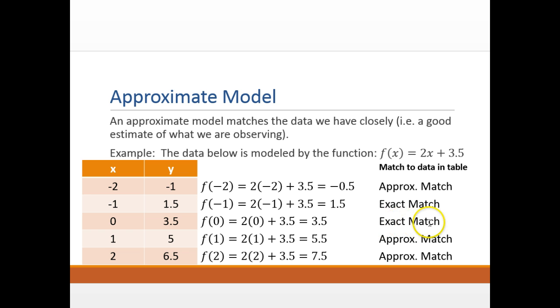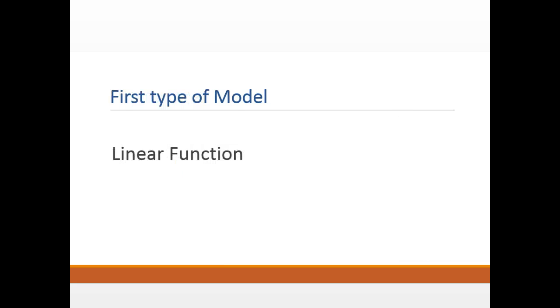Only the second one and the third one are. The rest of them are approximate matches. The y value for the data was negative 1. The actual y value of the function was negative 0.5. Not exact, but pretty close. Same down here. This y value was 5 for the data, and the model was 5.5. Again, approximate matches. This is more common. What we're going to see is that our models will give us close representations of what our data is actually showing. So we're going to talk about many models in this course. The first model is going to be the model of what's called the linear function.